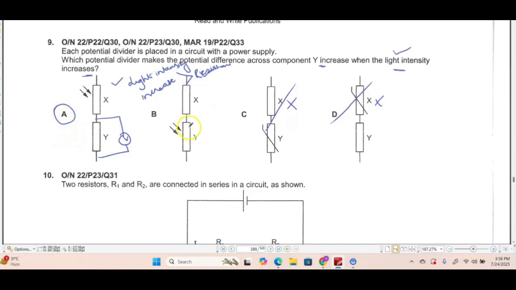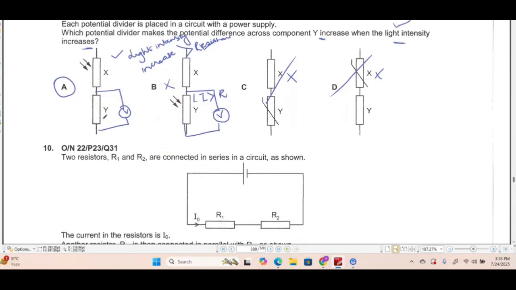Or why is this not the correct option? Because if we connect a voltmeter over here and the light intensity has increased, its resistance is going to decrease. Light intensity increase, resistance decrease. So the value on the voltmeter is also going to decrease. So this is not our correct option. Okay, so A is our correct option.